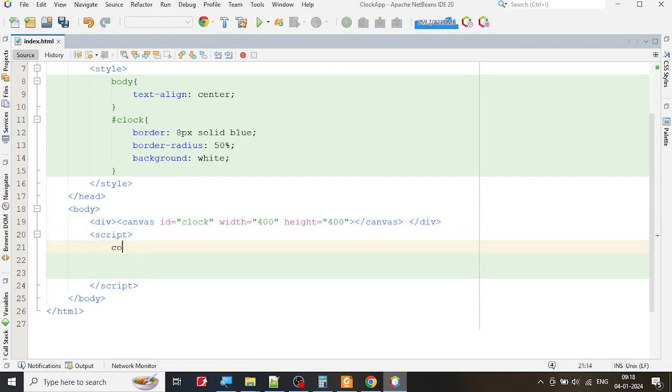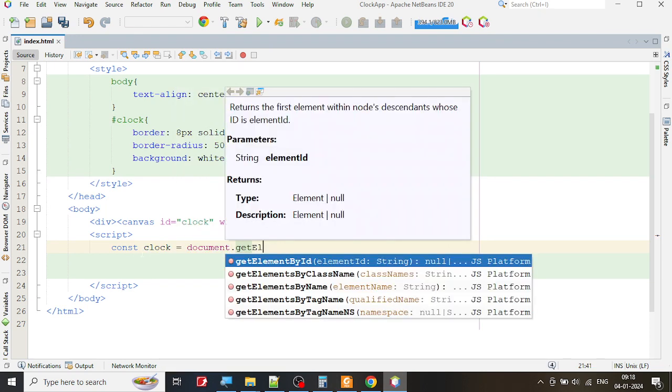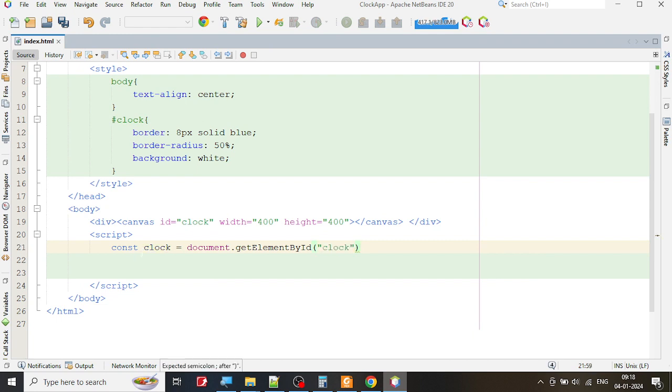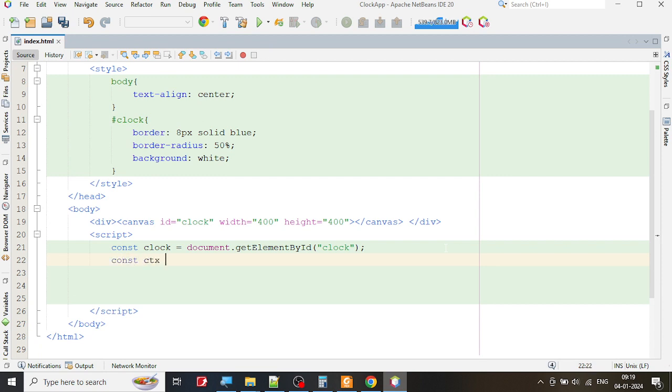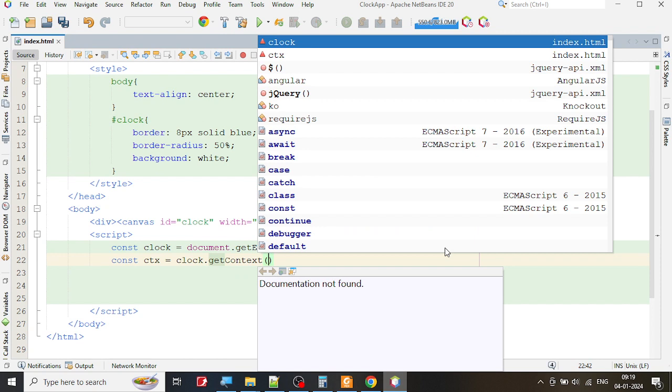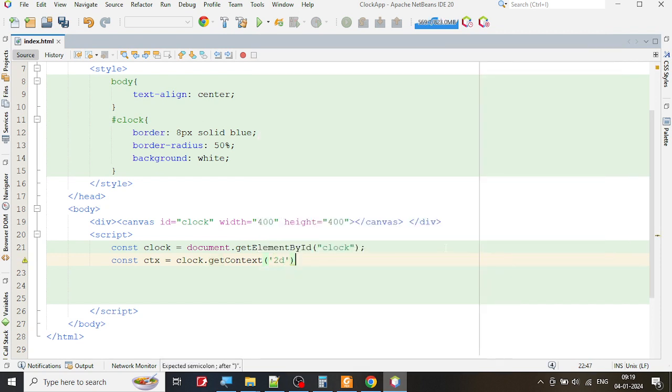I'm going to create a variable here, and I'm going to call this clock. And how do you get it? You go to the document element and say getElementById, and you get hold of it. So you got the reference to this element, and you are calling it clock. You can call it canvas, you can call it any variable name. That's just a variable name. And then we know very well we need a context. Let me call it ctx. How do you get it? You just go to this clock and say getContext, and I'm going to get the 2D context here. So that's done.